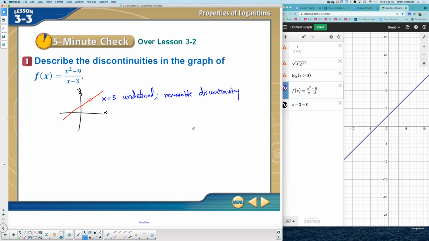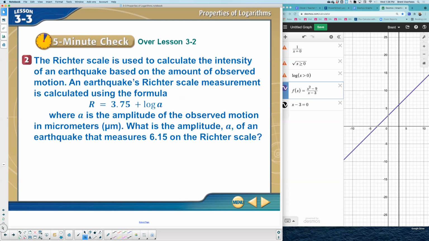All right, the second problem on your bell ringer said the Richter scale is used to calculate the intensity of an earthquake based on the amount of observed motion. An earthquake's Richter scale measurement is calculated using that formula, where A is the amplitude of observed motion in micrometers. What is the amplitude A of an earthquake that measures 6.15 on the Richter scale?